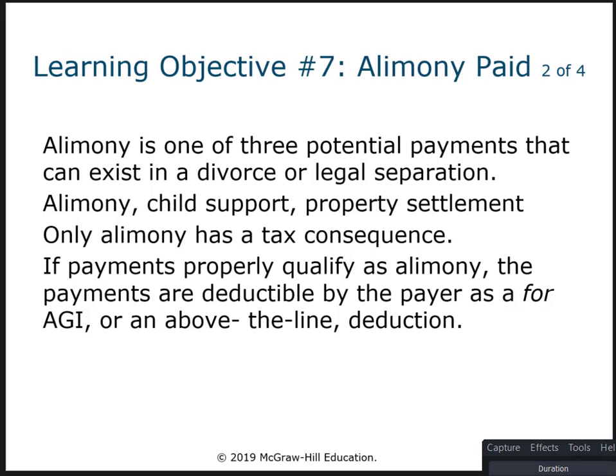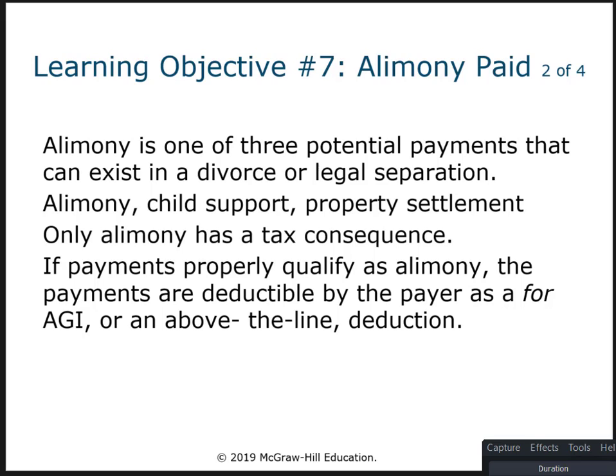If alimony is deductible for one spouse that pays it under the rules, then it's included in income for the one that's receiving it. That's why they want to know the Social Security number, so they can check to see that the receiving spouse is reporting the income, just like the one that's paying it is deducting it. Property settlements also do not constitute income to the receiver.